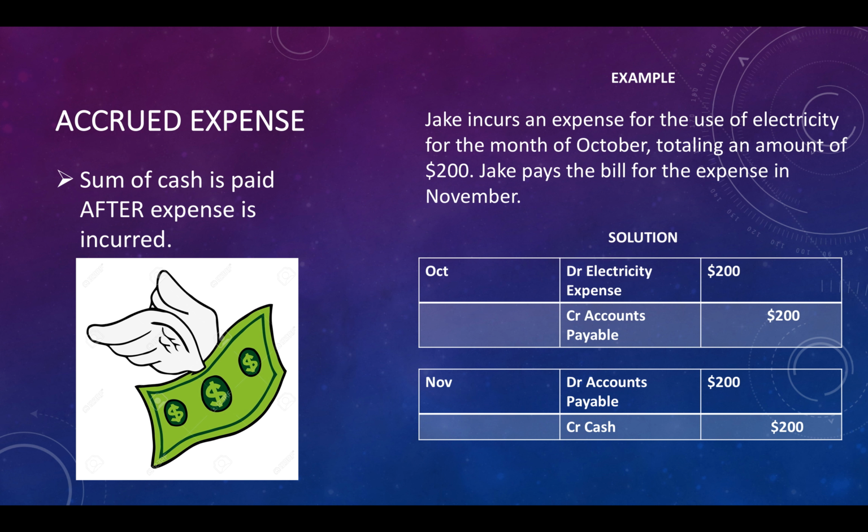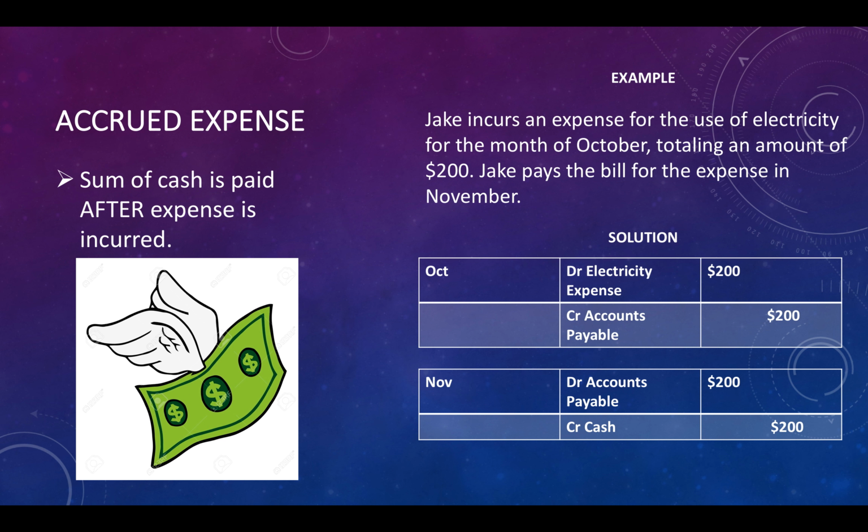The last scenario looks into accrued expenses. This relates to situations in which cash is paid after the expense is incurred. For example, Jake incurs an expense for the use of electricity for the month of October, which totals an amount of $200, however he does not pay the bill for the expense until November.